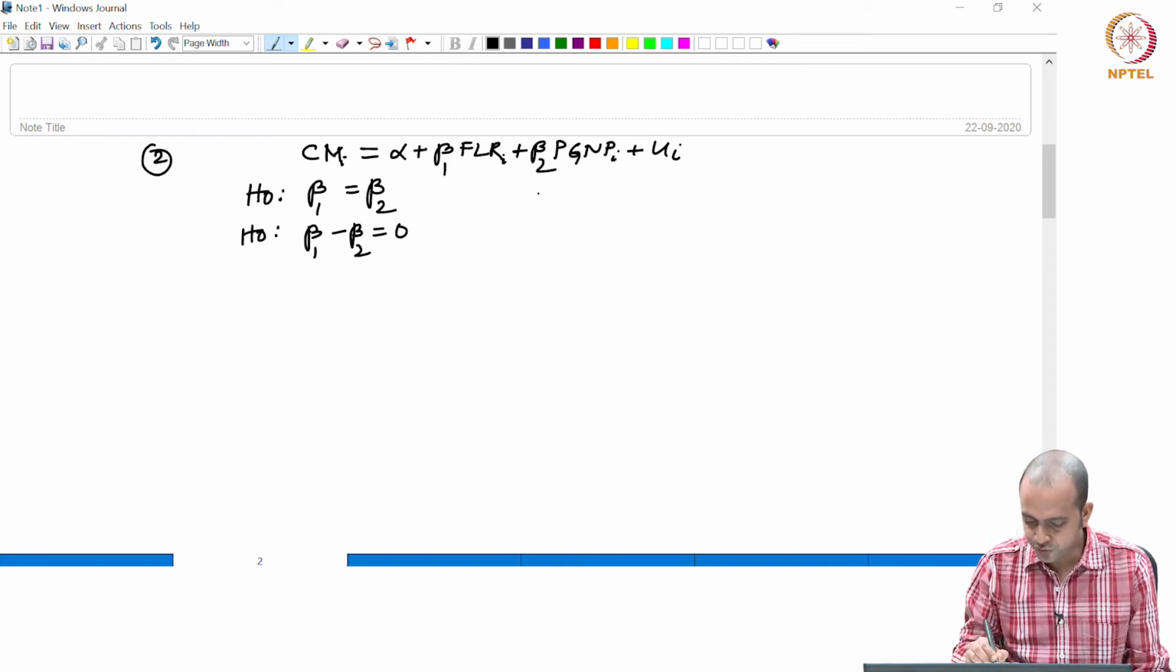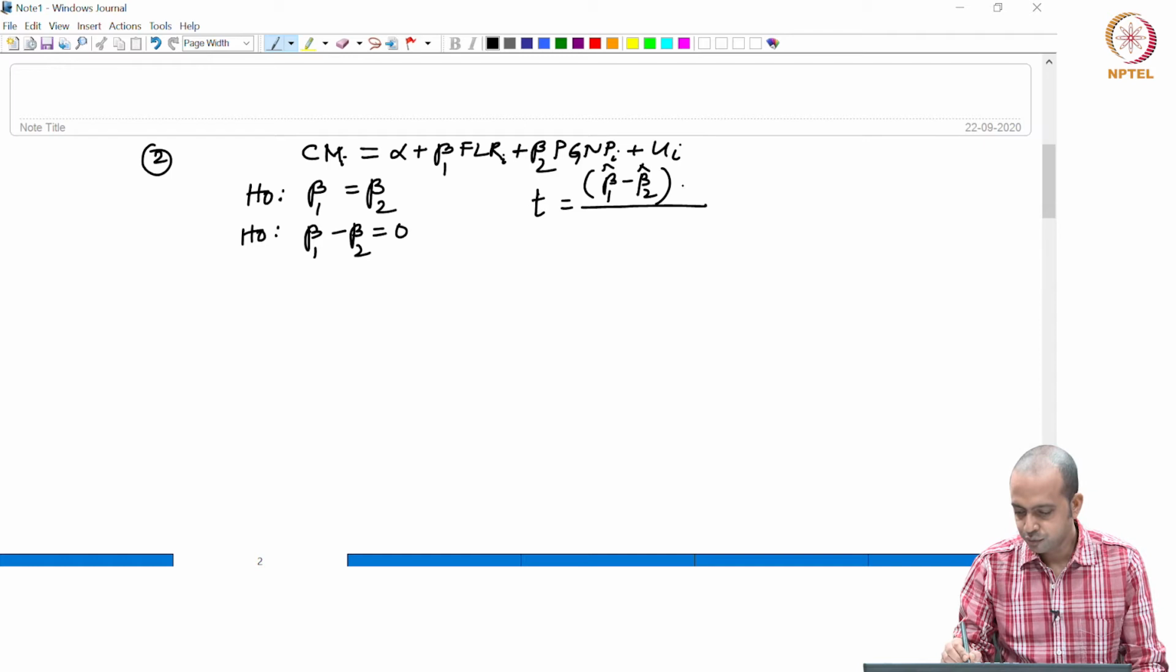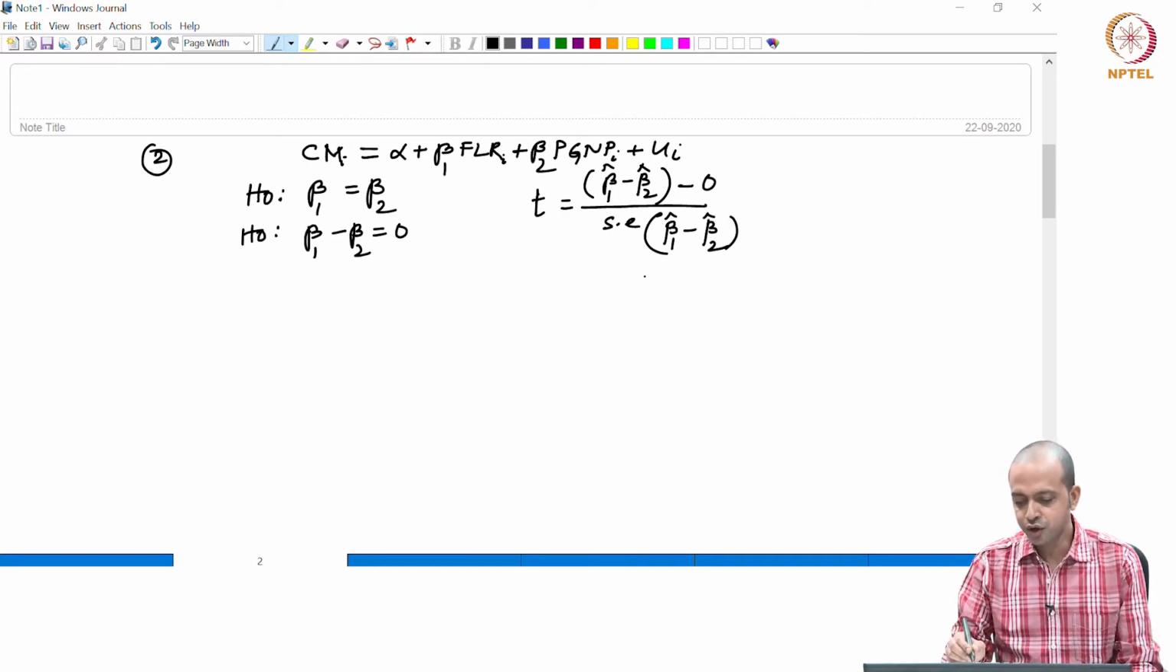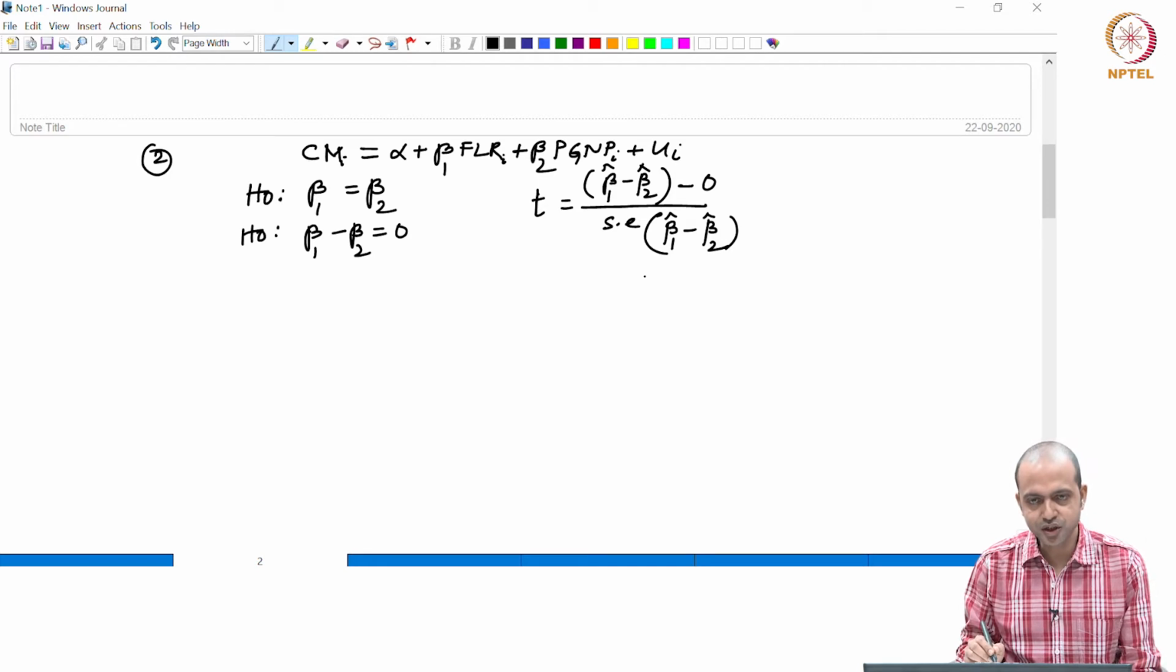And how did we define T? T was defined as beta 1 hat minus beta 2 hat, minus 0 actually, divided by standard error of beta 1 hat minus beta 2 hat. Okay. And what is the standard error of beta 1 hat minus beta 2 hat? That is basically the square root of variance of beta 1 hat plus variance of beta 2 hat minus 2 covariance of beta 1 and beta 2, right.